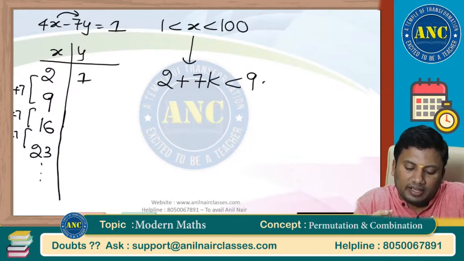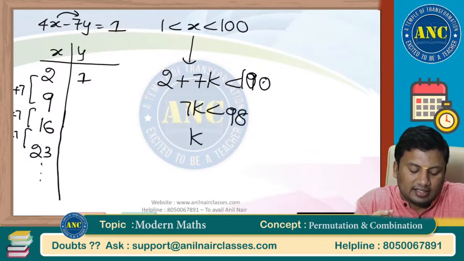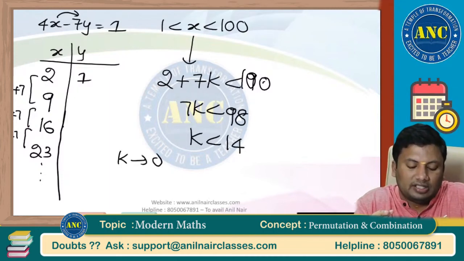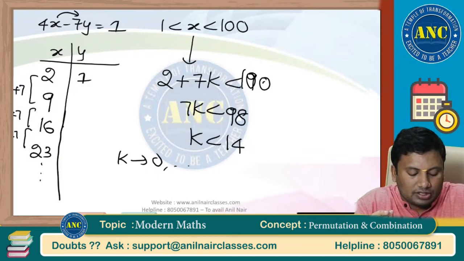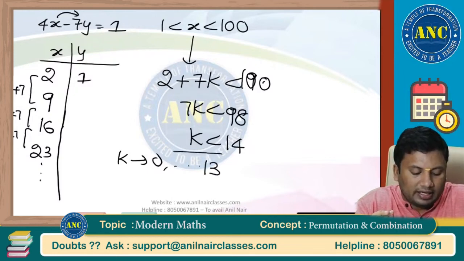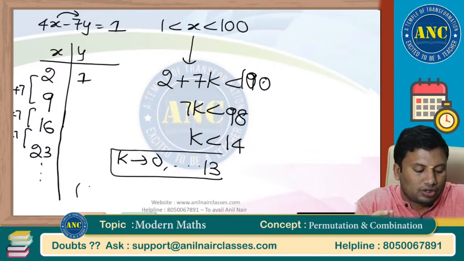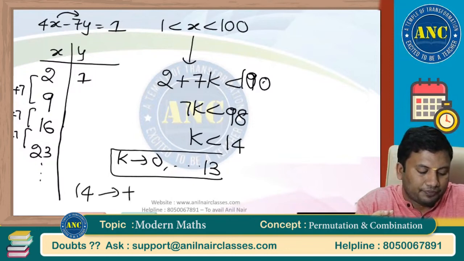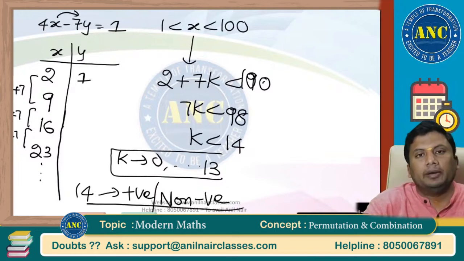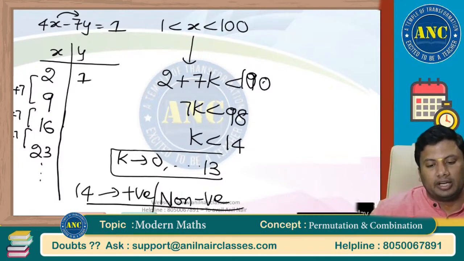2 plus 7k is less than 100. 7k is less than 98. K is less than 14. K can take any value from 0 to 13, since 0 times 7 is 0, 0 plus 2 is 2. There will be 14 positive and there will be 14 negative.